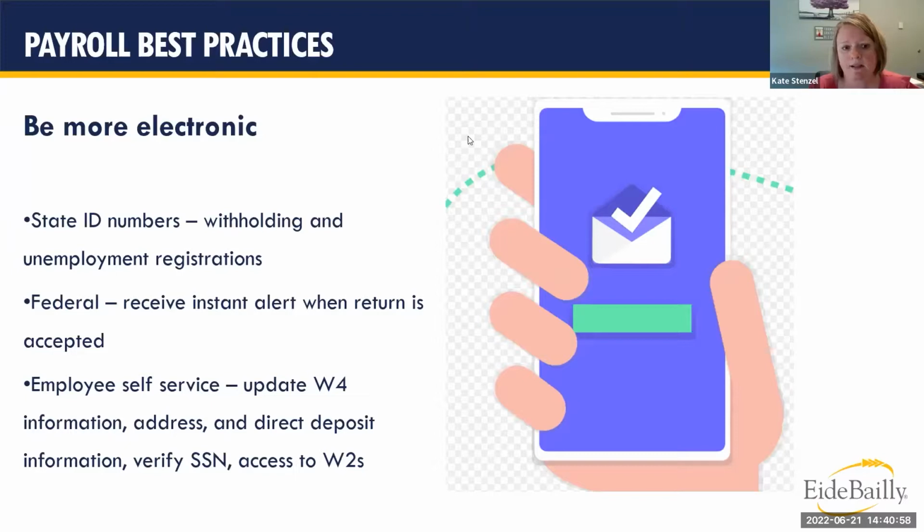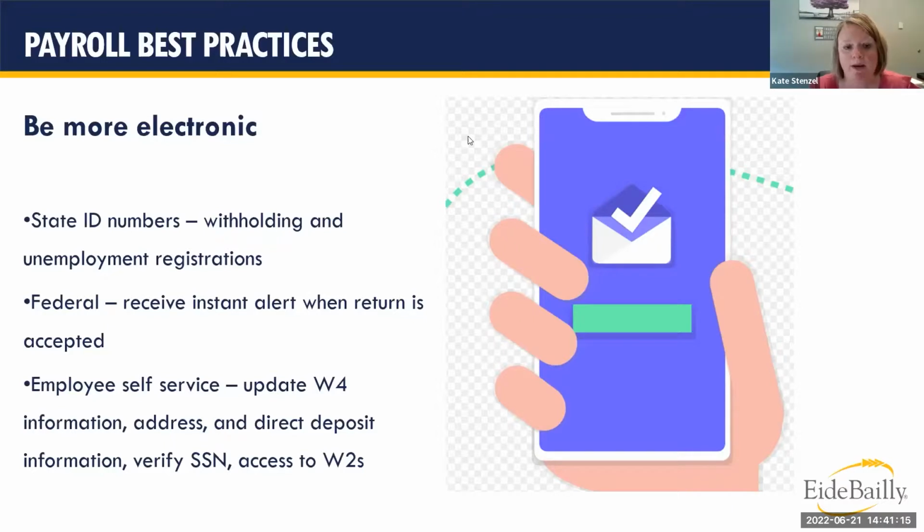Because how many times at the end of the year when we issue W-2s do our employees say, I didn't get my W-2? Well, I moved six months ago. I'm sorry I didn't inform you of that. Well, that's nice to know, because your W-2 went to your old address. They're able to update direct deposit information instantly. They can verify their Social Security numbers.